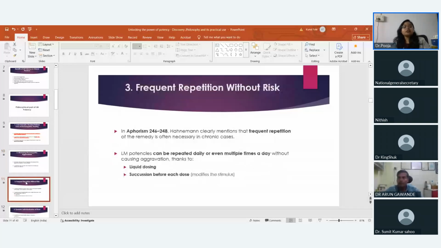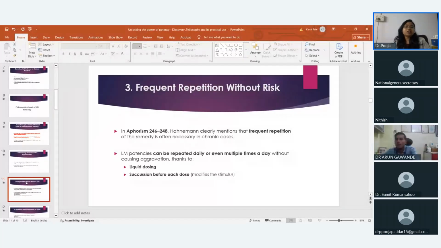In this potency, we can easily give repetition without any risks, and it is given in aphorism number 246 to 248. Hahnemann clearly mentioned that frequent repetition of this remedy is often necessary in chronic cases. LM potency can be repeated daily or even multiple times a day without causing any kind of aggravation. And this was only possible because of the succussion of the dose before we prescribe any dose to the patient.